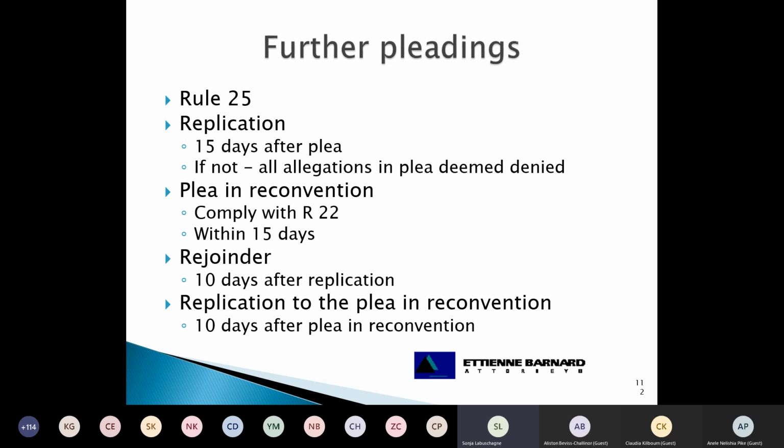All right, there are further pleadings. We get the replication, plea in reconvention, rejoinder, replication to the plea in reconvention. So as I said earlier, once you get here and you have to do these things, you know you're in trouble. Other than the plea in reconvention, which the plaintiff needs to do on the counterclaim, the others really are there to fix up your plea if you haven't done it right. So we try not to get here, but there are opportunities if necessary for you then to deal with further ways of explaining your plea or counterclaim.